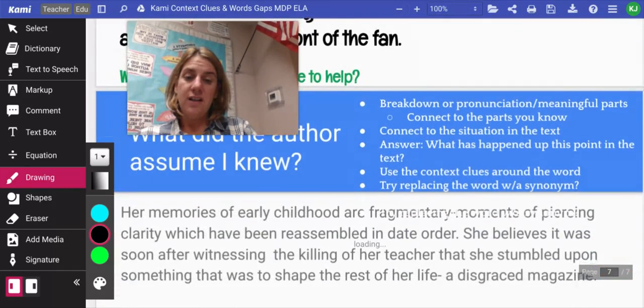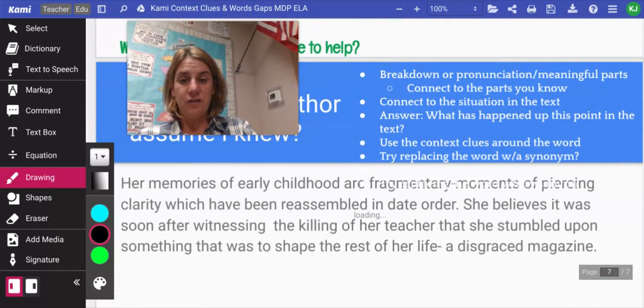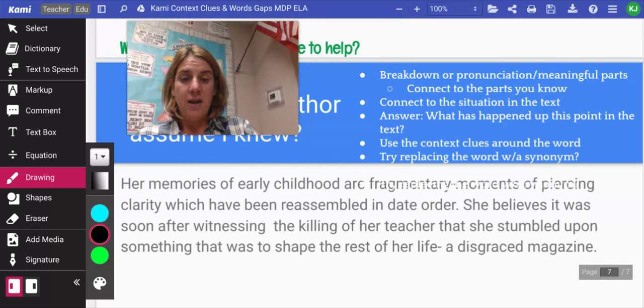So let's take one last look at a sentence from the text where I think that for some readers, the writer may have done that. "Her memories of early childhood are fragmentary moments of piercing clarity, which have been reassembled in date order." Whoa, I'm already a little bit confused. And I think it's because the writer, once again, tried to use such descriptive language.